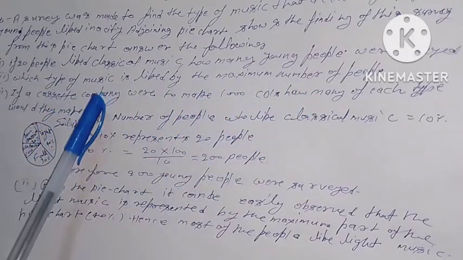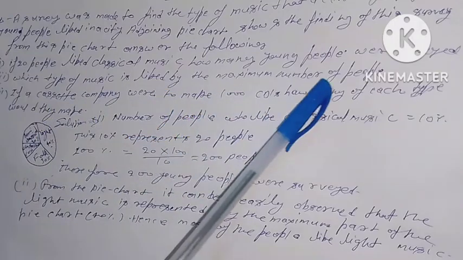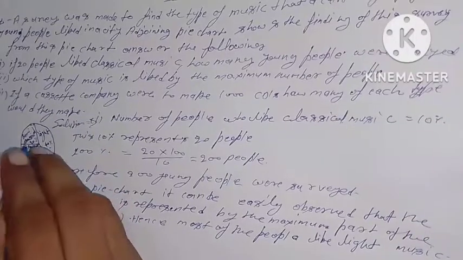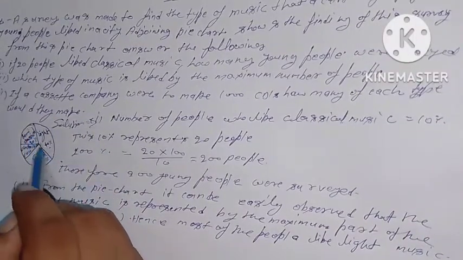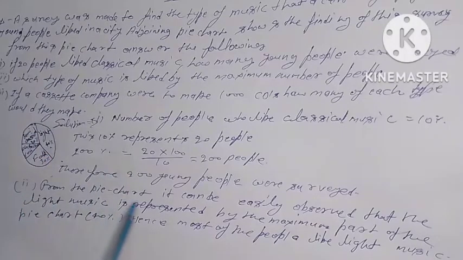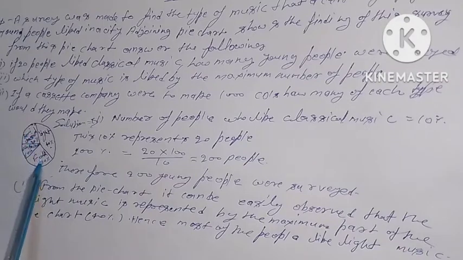Which type of music is liked by the maximum number of people according to the pie chart? According to the pie chart, it's light music. Light music is maximum because this is 40%. So from the pie chart, it can easily be observed that light music is represented by the maximum part of the pie chart, approximately 40%. Hence, most of the people like light music. Okay.